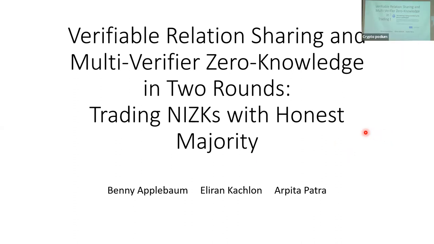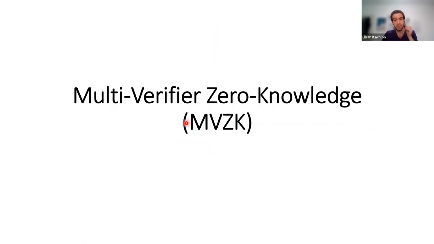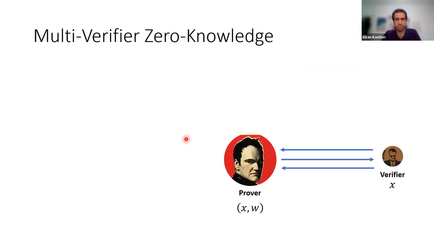So hi, everyone. My name is Eliran. I represent a joint work with Benny and Arpita about verifiable relation sharing and multi-verifier zero knowledge in two rounds. And I will show that if we have an honest majority, then we have a substitute for non-interactive zero knowledge and for weak assumptions. So let me start by discussing multi-verifier zero knowledge.